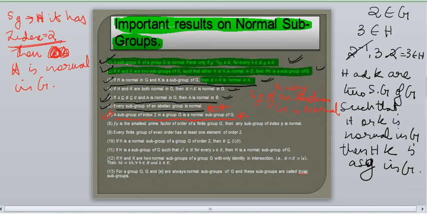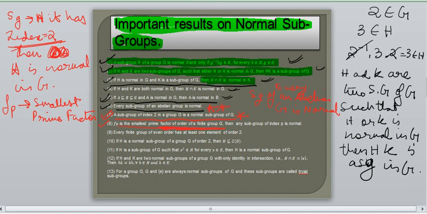Moving on to our eighth point. What is our eighth point saying? Our eighth point is saying that if p is the smallest prime factor of the order of a finite group G. So this is the smallest prime factor. This is the smallest prime factor of the order of a finite group G.